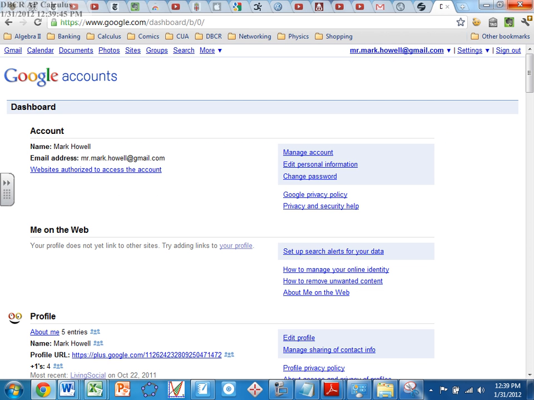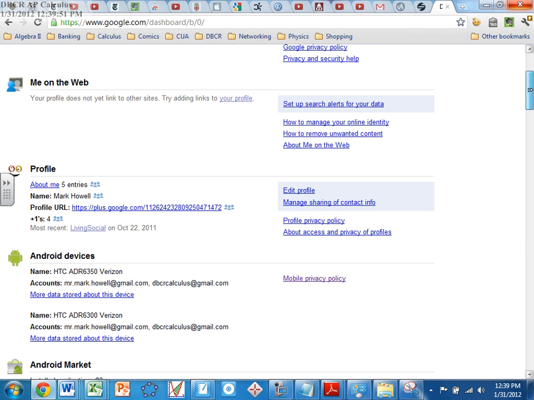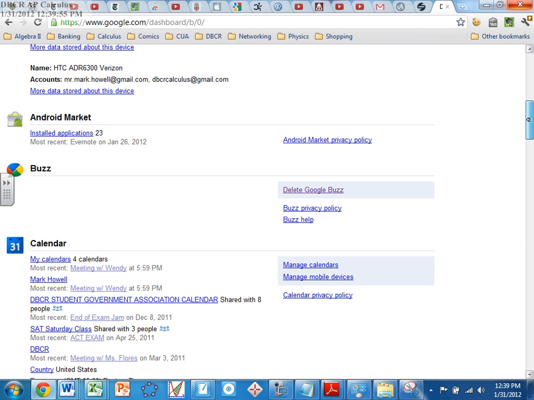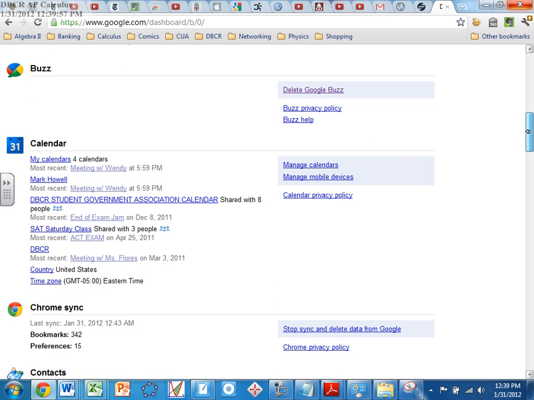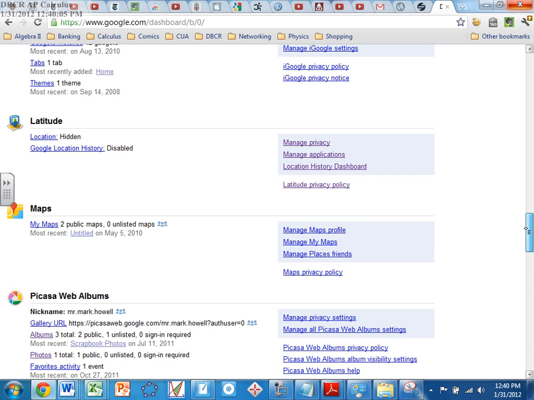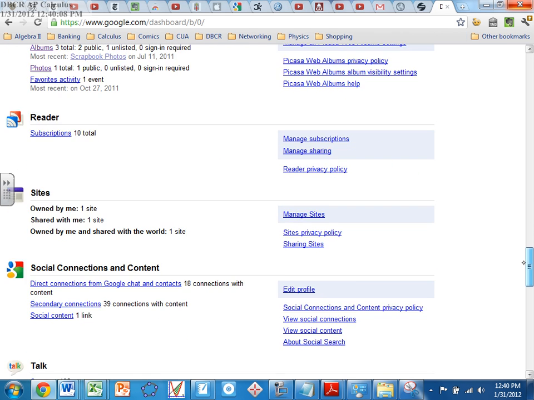So, Google Dashboard, once you accept that, this is what Google Dashboard does. It has all of your accounts. So your profile, it has your phone. So I have an Android phone, it's on there. I turned Google Buzz off a while ago. There's my Google Calendar. All you gotta do is hack into DBCR, student government calendar. Like there's a lot of stuff. Everything that you've ever done that's through Google is all Picasa's in there. Your sites, I have a few Google sites.